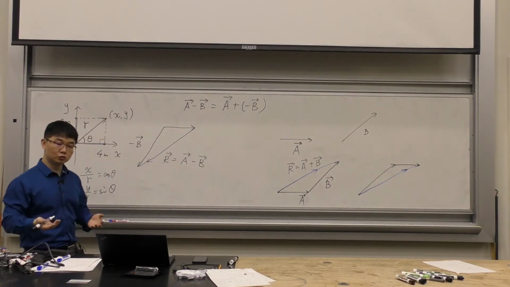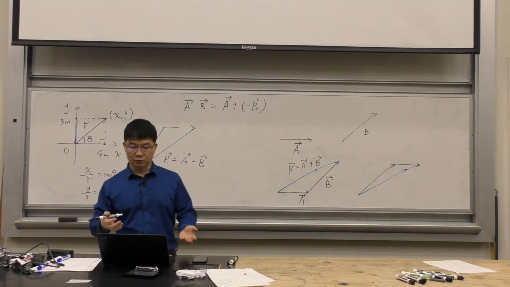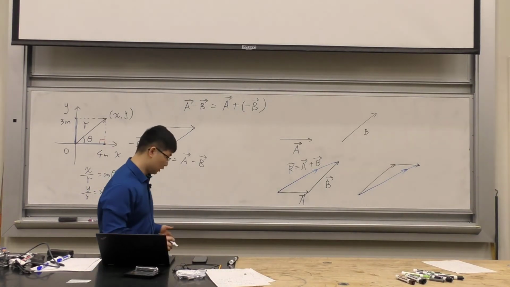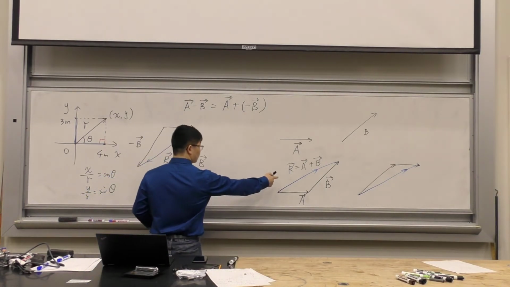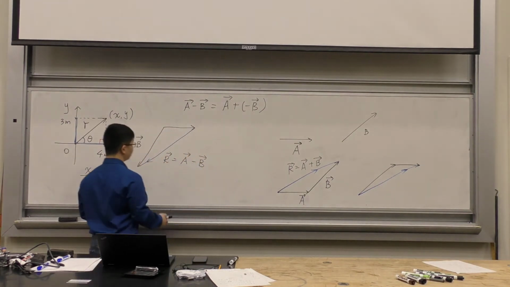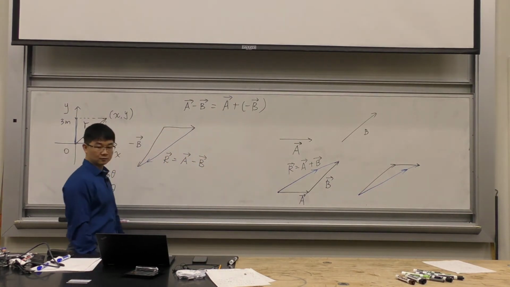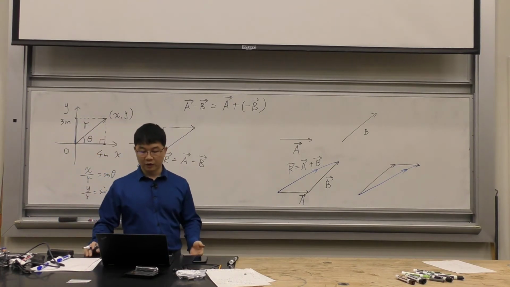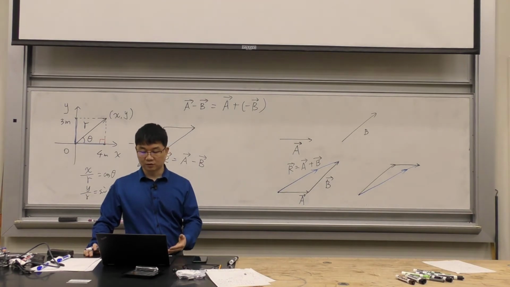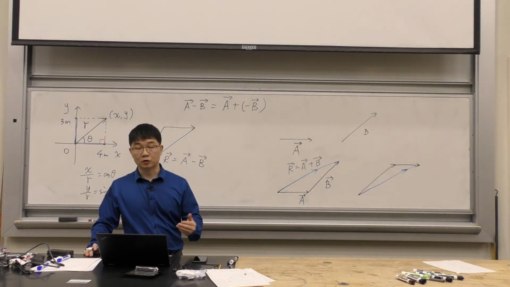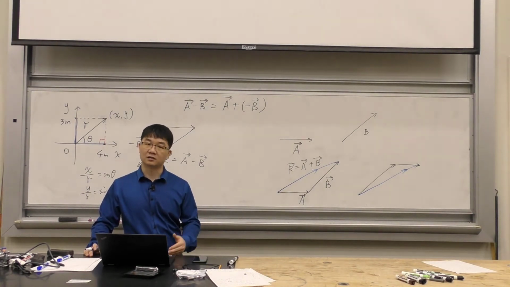So I don't need a new rule to subtract 2 vectors. I'm still using the rule for addition, but I just make a new vector called negative B that I can add. Of course, if you have more than 2 vectors, you just repeat the same process until all vectors are included, and you get the new vector.